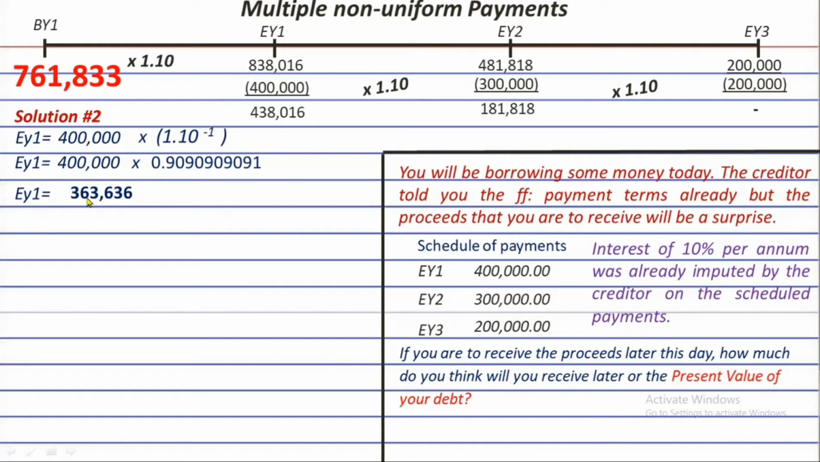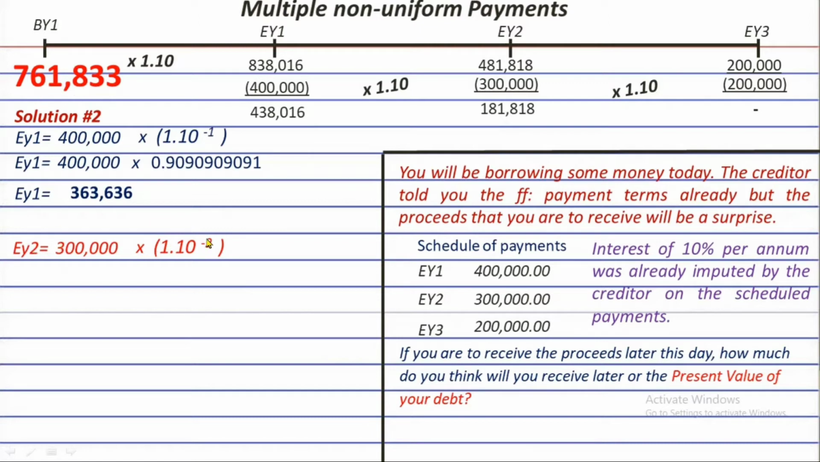So let's go to the second payment. So the second payment is 300,000. It will now be multiplied with 1.10 raised to the power of negative 2 already, because it will become due after 2 years from this date here.